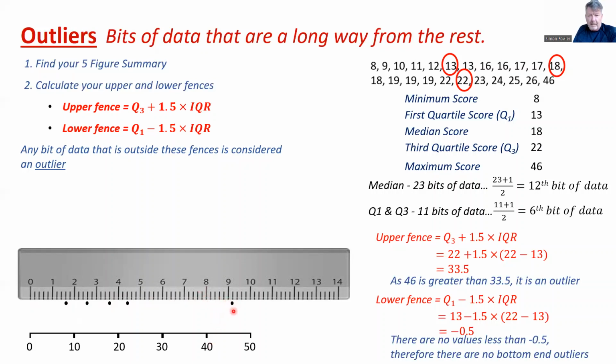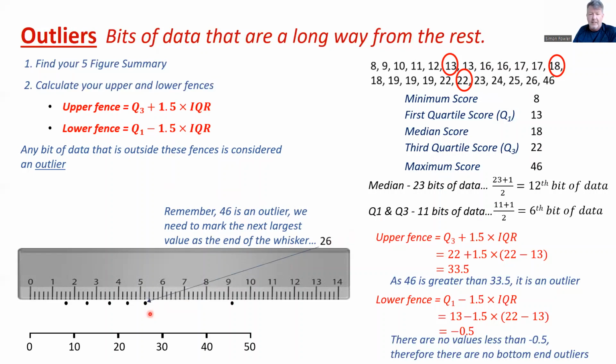Is that our 5-figure summary? Not quite. Remember, we said 46 is an outlier, so we need to mark the next largest value as the end of the whisker. So the next largest number was 26. So let's put that down there, and we're going to put the 26 over here. 46 is an outlier, so it doesn't count in our box plot. It counts as an outlier. So we go to the next one below the fence, and mark that on there.